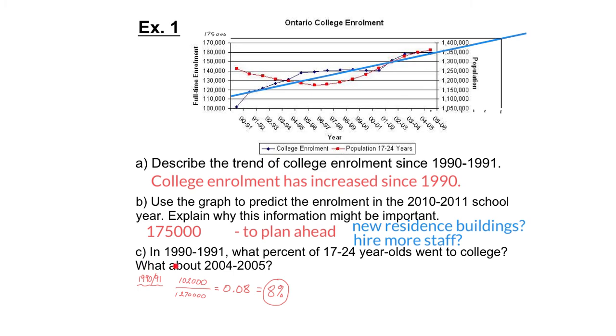Now we're also asked about the years 2004, 2005, '04, '05, that's right here. So I'll let you pause the video and try to figure out what percent of 17 to 24-year-olds went to college in the 2004, 2005 year. Pause the video, try it, and then check back in.